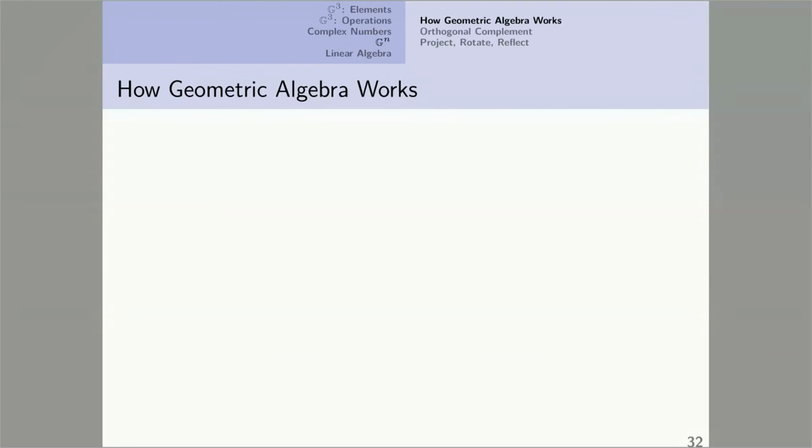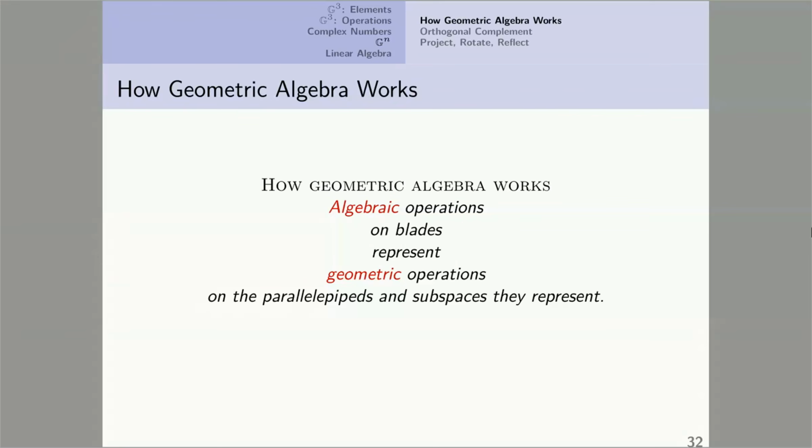How geometric algebra works. Here's how. Algebraic operations on blades represent geometric operations on the parallelepipeds and subspaces they represent. We've had an example: rotations. The vector B is the outer product of one vector, and we know that this algebraic operation on the blade B rotates it by an angle I theta. We'll now turn to a second example.